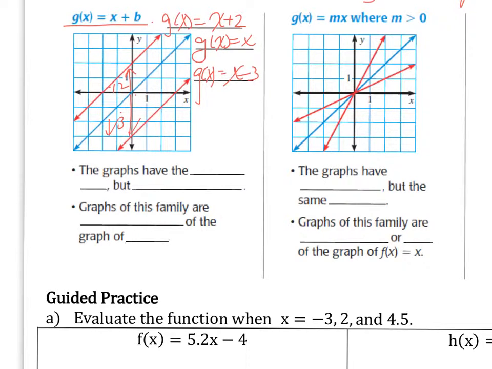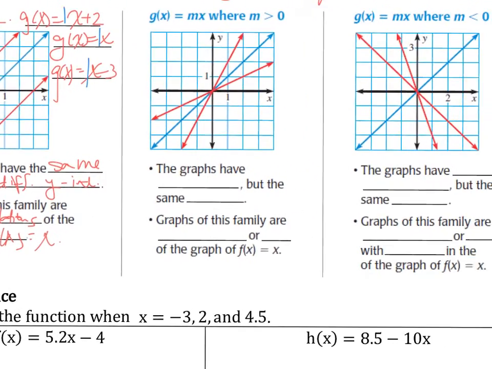As you can see, they all share the same slope. The graphs have the same slope, but different y-intercepts. Graphs of this family are said to be vertical translations of the graph of g of x equal to x.